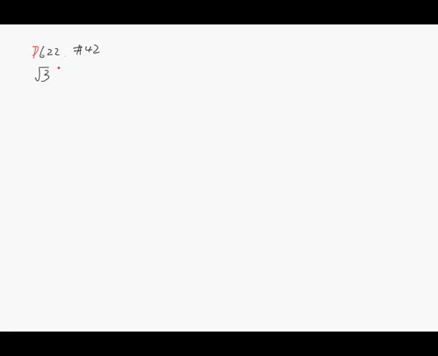We have root of 3 times cosine of 45 degrees plus i times sine 45 degrees, and times root of 2 times cosine of 315 degrees plus i times sine 315 degrees. So right now, these two complex numbers are in the trigonometric form.